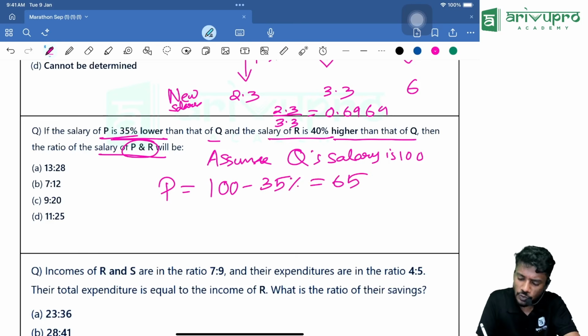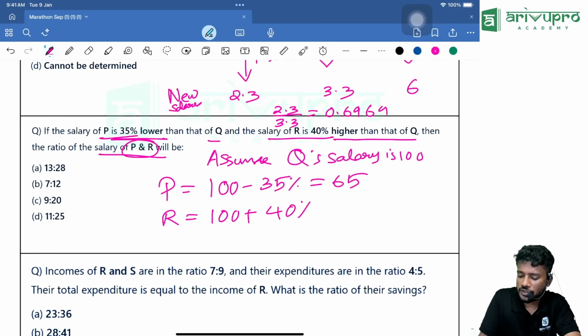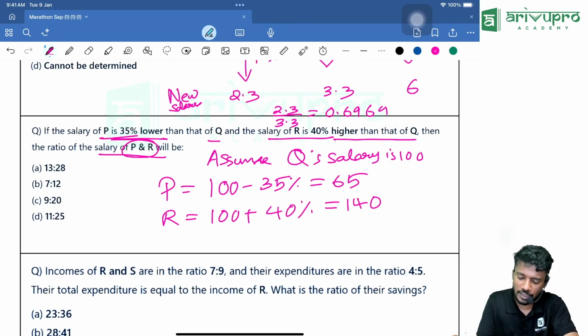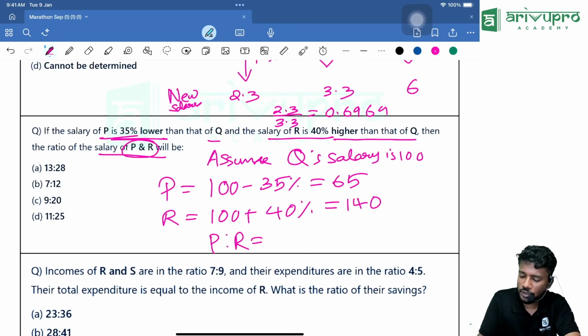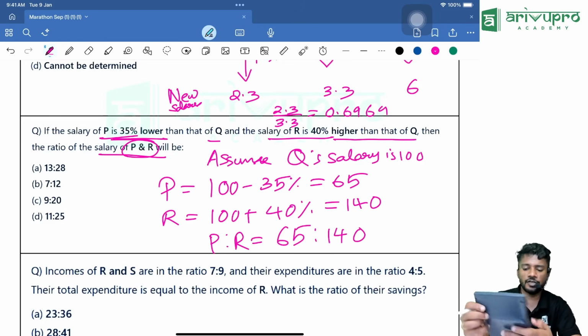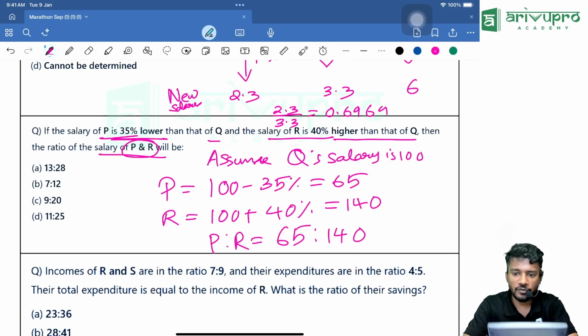Then R's salary is how much? 100 plus 40%. That is 140. Now you tell me what is the ratio between P and R. P is to R is equal to 65 is to 140. 65 divided by 140 is how much?